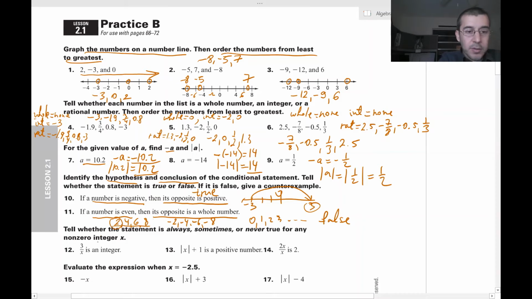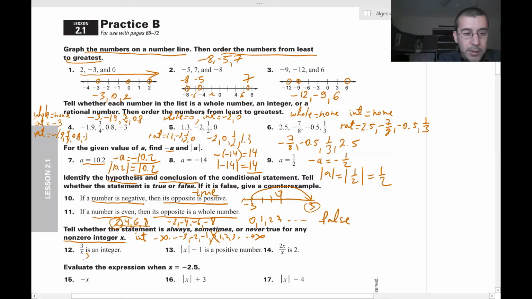So non-zero integer x. Integers we know are negative infinity all the way to -3, -2, -1, 0, 1, 2, 3, all the way to positive infinity. Those are the integer numbers. Non-zero, so we only have the negative numbers and the positive integers. That is x. 3 over x is an integer, okay?